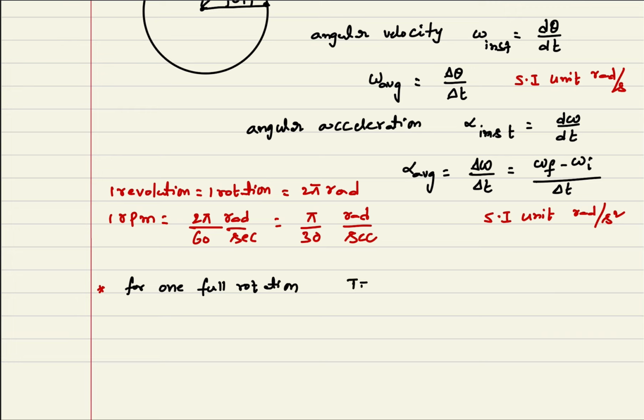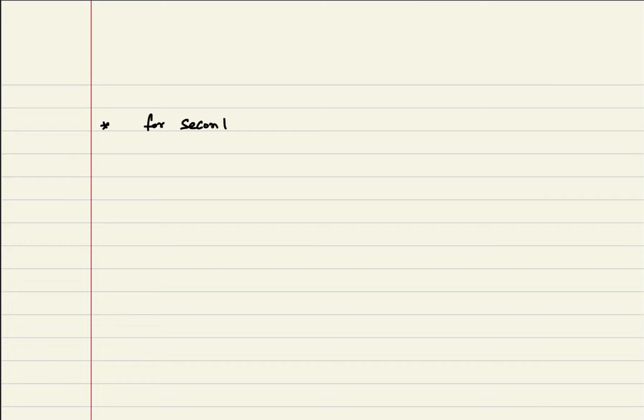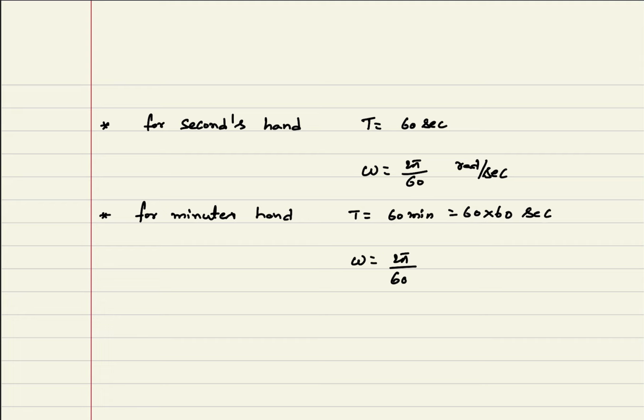We can write for the seconds hand. Seconds hand, time period is equal to 60 seconds. Then angular velocity can be written as 2 pi by 60 radian per second. Next, for the minutes hand, we can write T is equal to 60 minutes. We can write the omega value is equal to 2 pi by 60 minutes, and 60 minutes is nothing but 60 into 60 seconds. That is 3600 seconds.